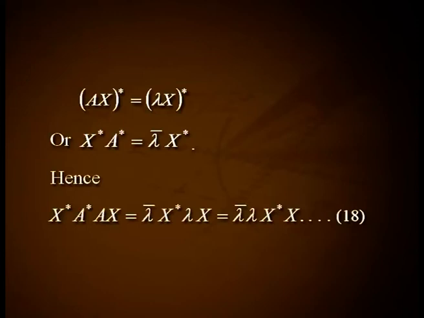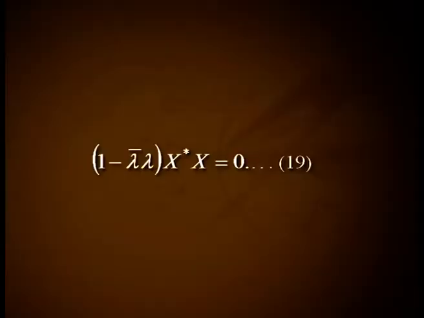Hence, x star into A star into A into x equal to lambda bar into x star into lambda into x, which is equal to lambda bar into lambda into x star into x, equation 18. Since A star into A equal to I, equation 18 can be written as 1 minus lambda bar into lambda into x star into x equal to 0, equation 19.